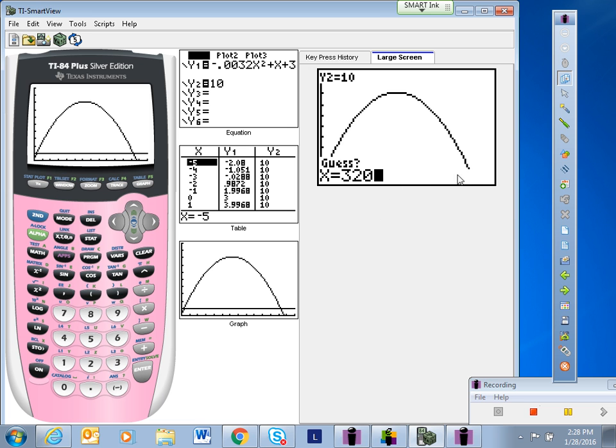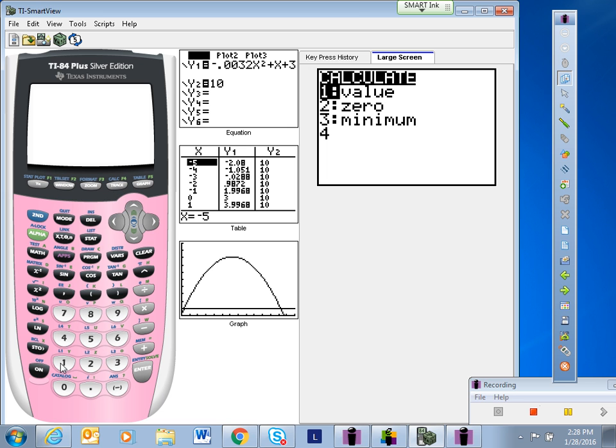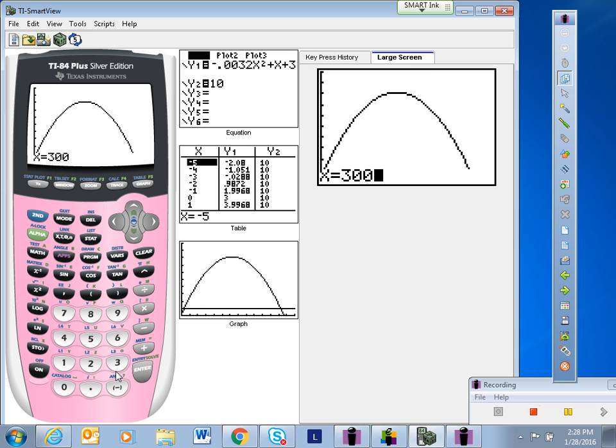Okay, so there's one way. What about this? What if I went to second and calculate and I chose a value? How can I find my answer out here? Jessica said, what if you put in 300? What am I looking for it to be? Over 10 feet. That's another way you could do it. Is he going to make it over the fence? Here, we have second and calculate a value, number 1. That's what he does.